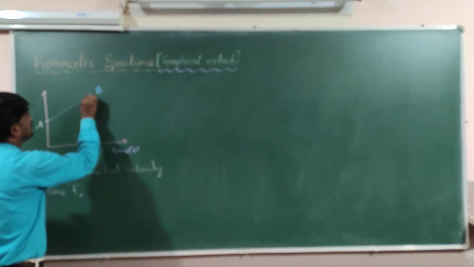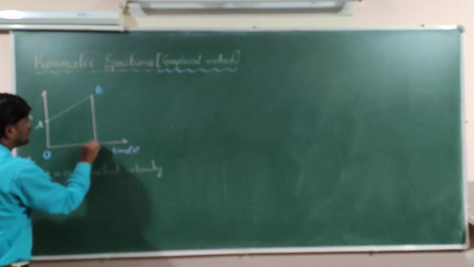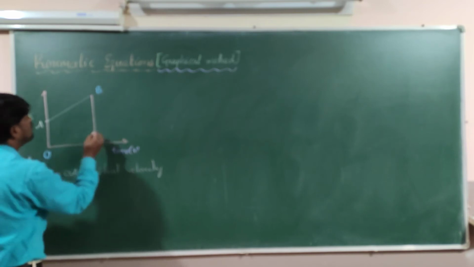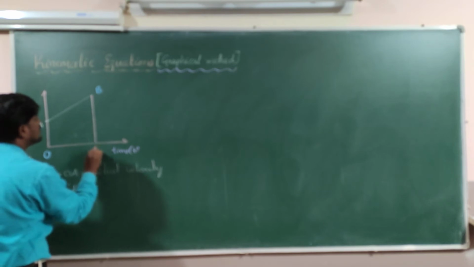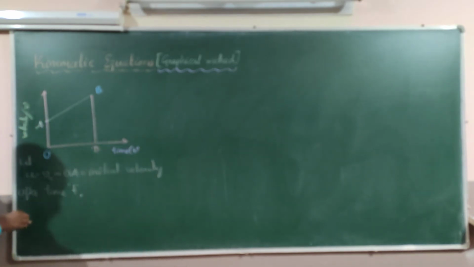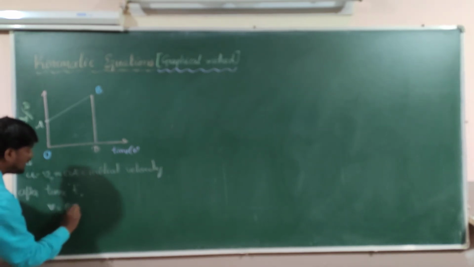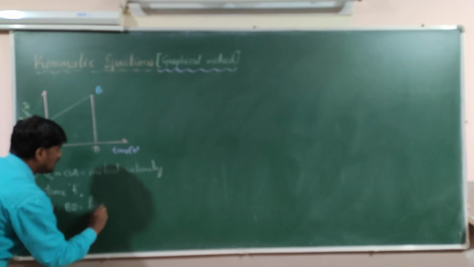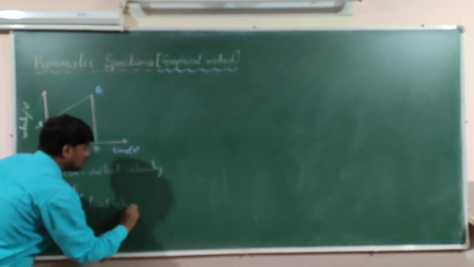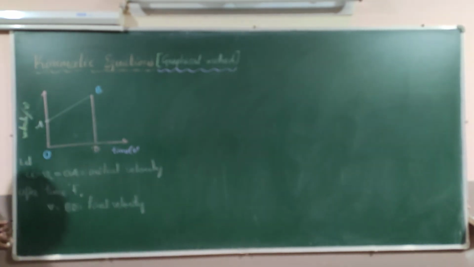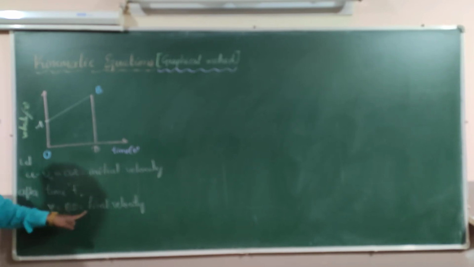Look at this. Now it reaches B, C and D. C I will take afterwards. D: BD will give the final velocity. So now I will write here, small v is equal to BD, equal to the final velocity. Three things are involved here: initial velocity v naught, final velocity v, and time period t.